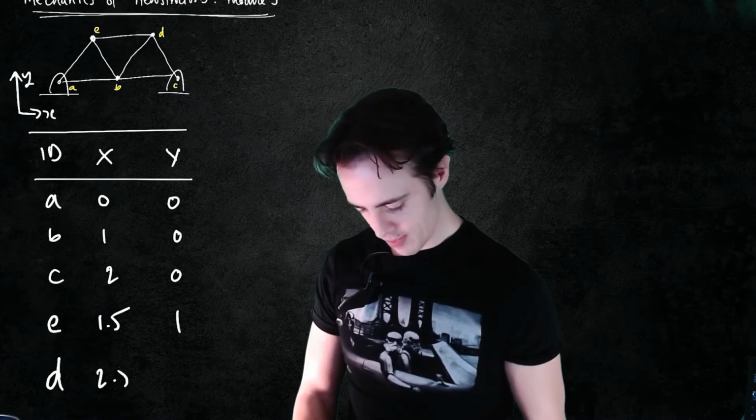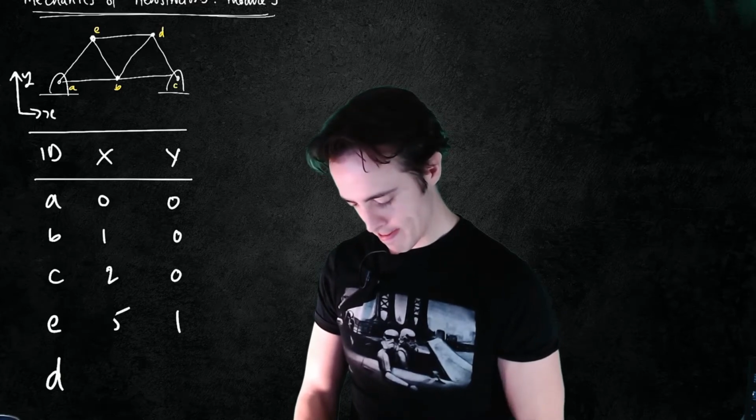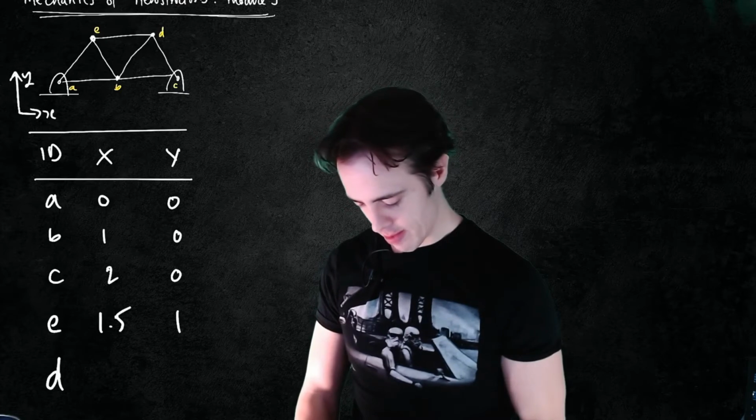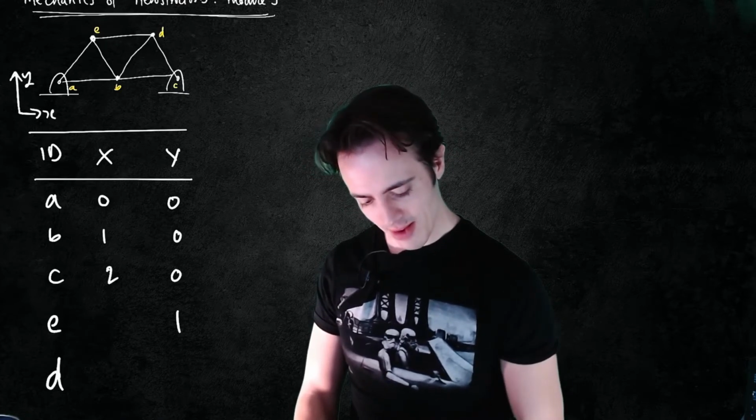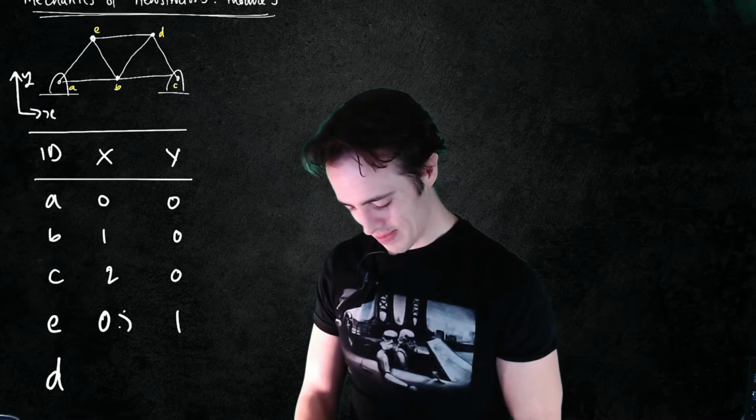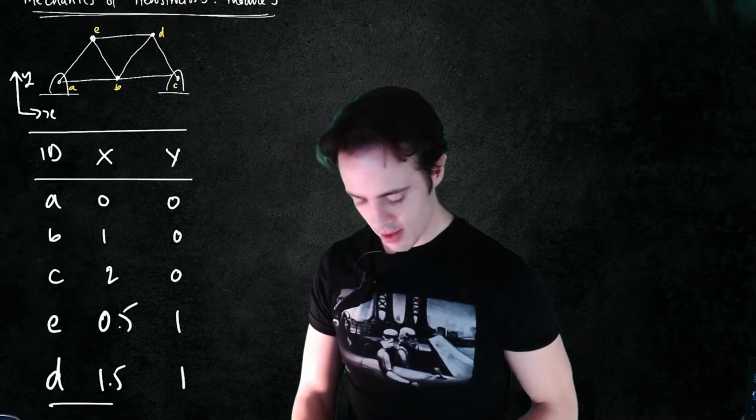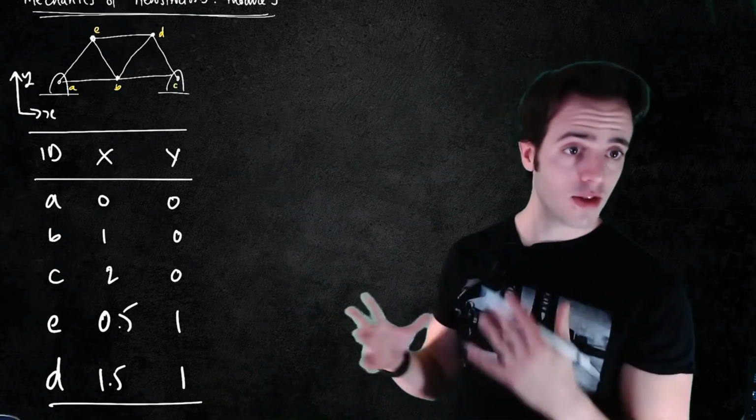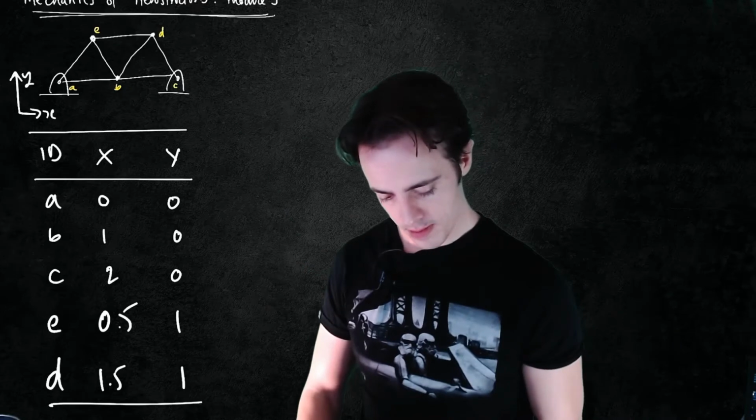No, wait, sorry, I got these completely wrong. They should be 0.5 and 1 here. This first one is going to be 0.5, and then this one will be at 1.5 and 1. So this information here just describes the x and y locations of each of these nodes.